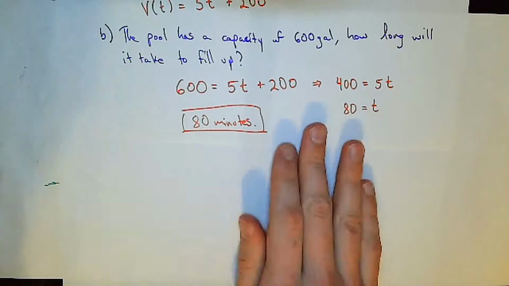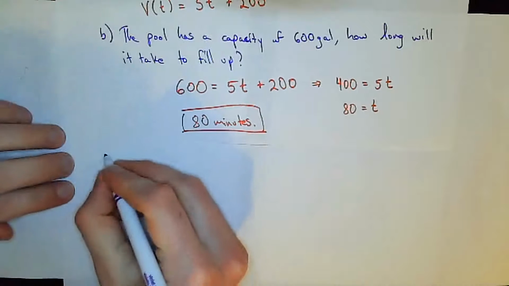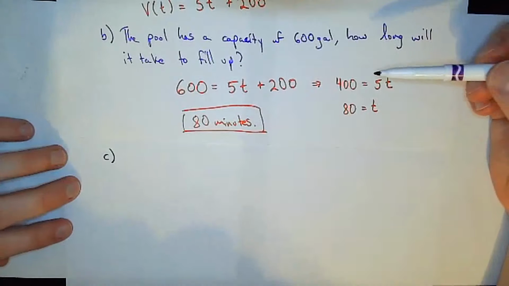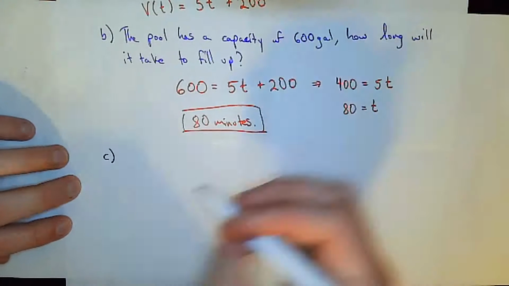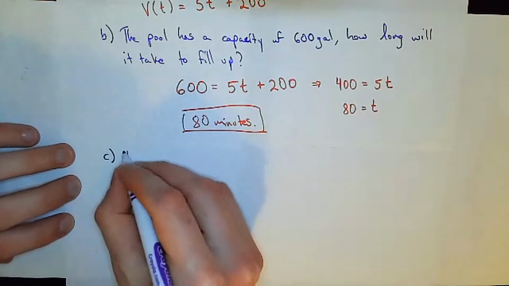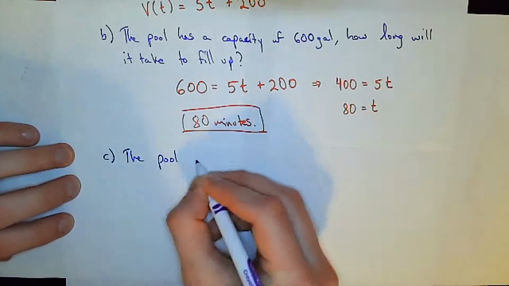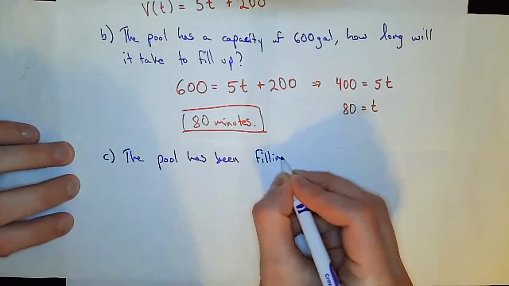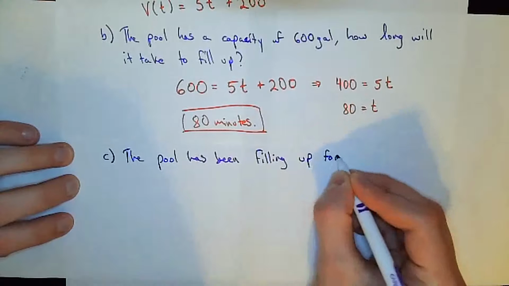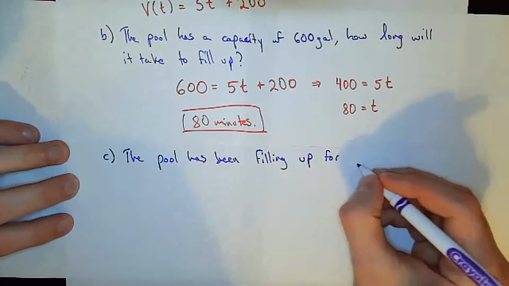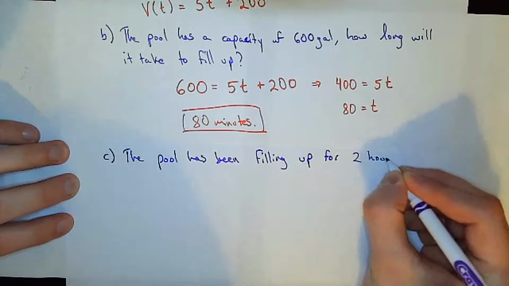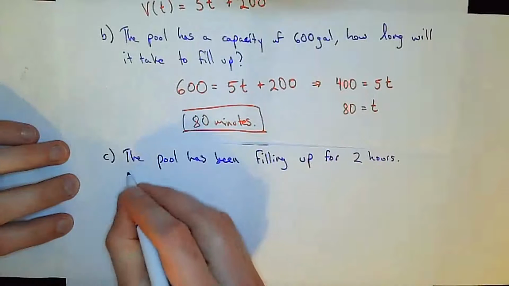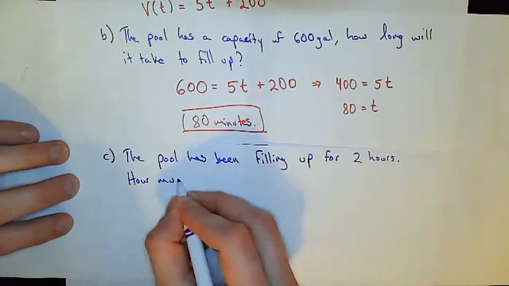Now, let's say that we are filling it up and we left the hose on and went inside to get lunch and forgot about it. We say the pool has been filling up for 2 hours and it has a capacity of 600 gallons. How much water was wasted?